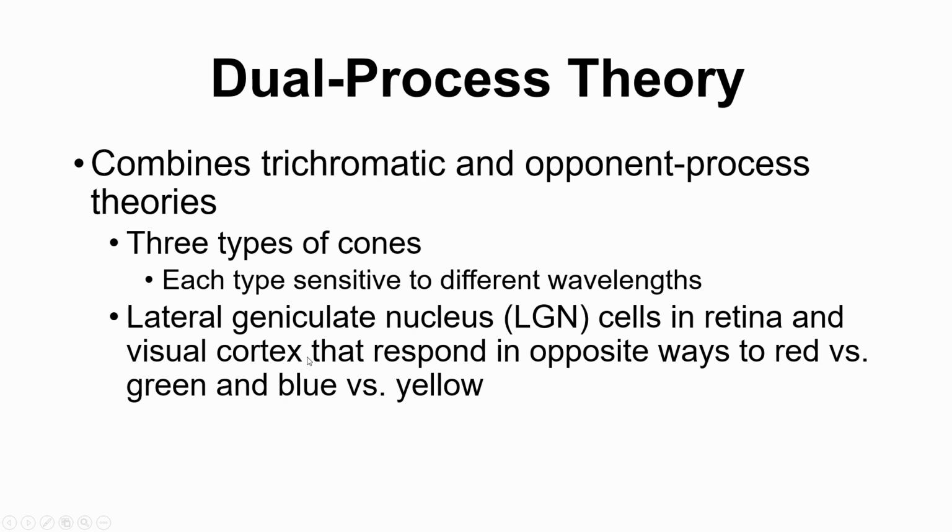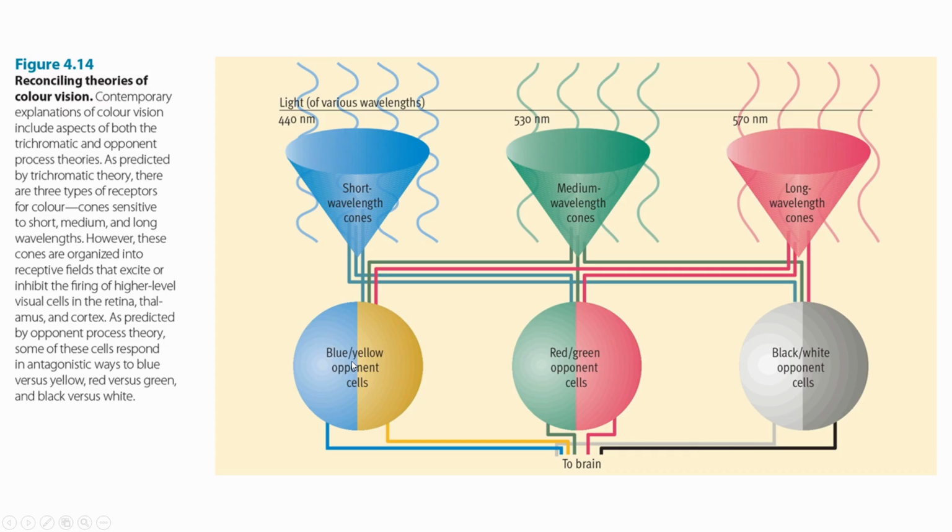But now we're going to add in that opponent process part of this. We're going to introduce sort of a new kind of cells, these lateral geniculate nucleus cells, or LGN cells. And these are present in our retina and in our visual cortex, and they respond in opposite ways or opposing ways to red versus green and blue versus yellow. So we add in these opponent cells that would respond to blue versus yellow, red versus green, and also maybe black versus white. There's not a ton of agreement on that point there, which is why you'll see sometimes black and white is included and sometimes not.